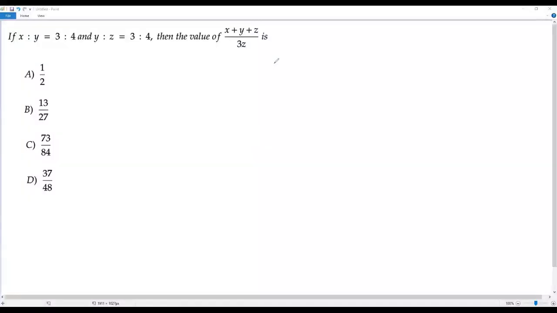Here we have a problem on ratio. Okay, let's go to the question. If x to y equals 3 to 4 and y to z equals 3 to 4, then the value of (x + y + z) over 3z.